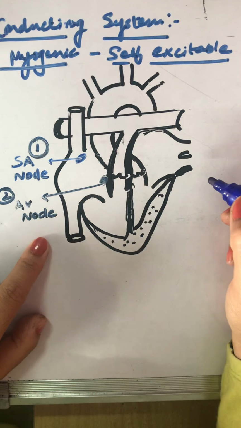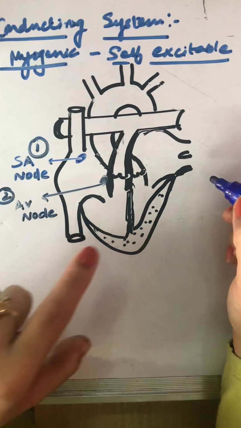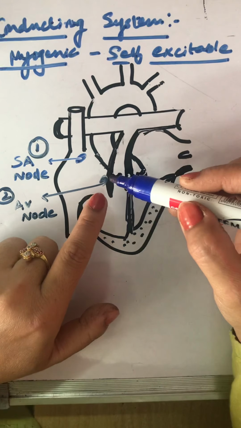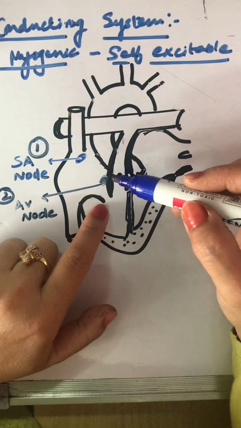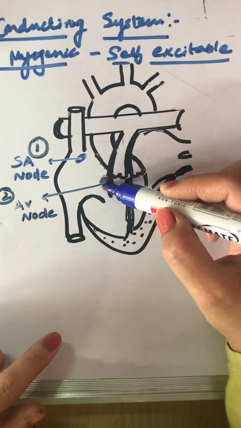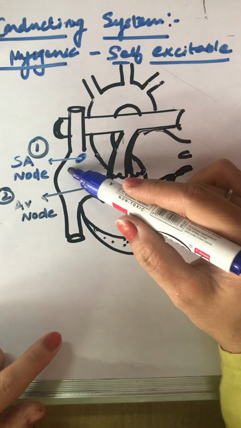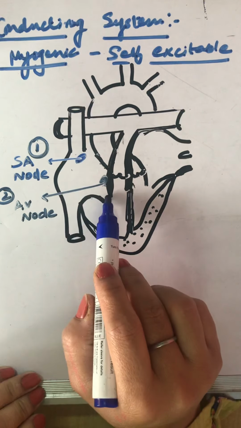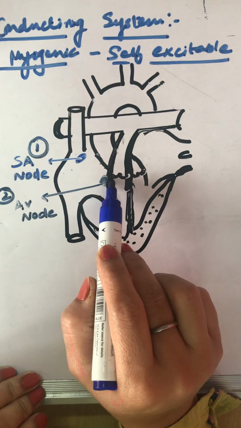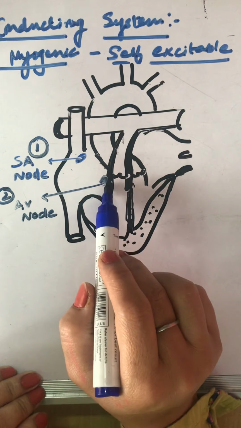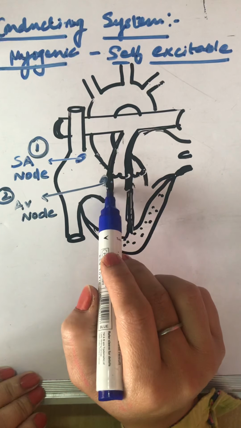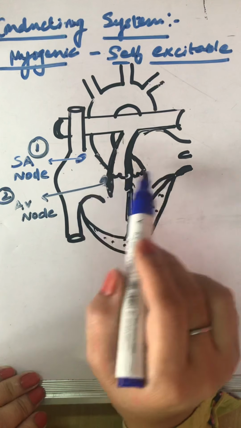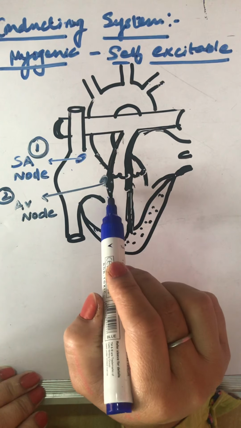The second point. This impulse is conducted to ventricles, and as per the location, it is located in the lower left corner of the right atrium. Right side, left side, upper, lower, right, left. So the lower left corner of the right atrium, close to the interatrial septum. These are the two auricles, interatrial septum.